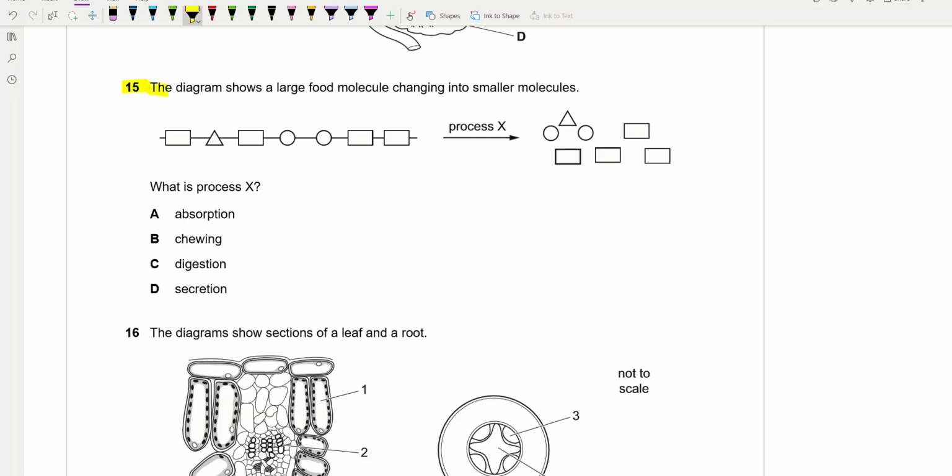Question number 15. The diagram shows a large food molecule changing into smaller molecules. What is process X called? Option A, absorption. Option B, chewing. Option C, digestion. Option D, excretion. So the correct answer would be option C, digestion.